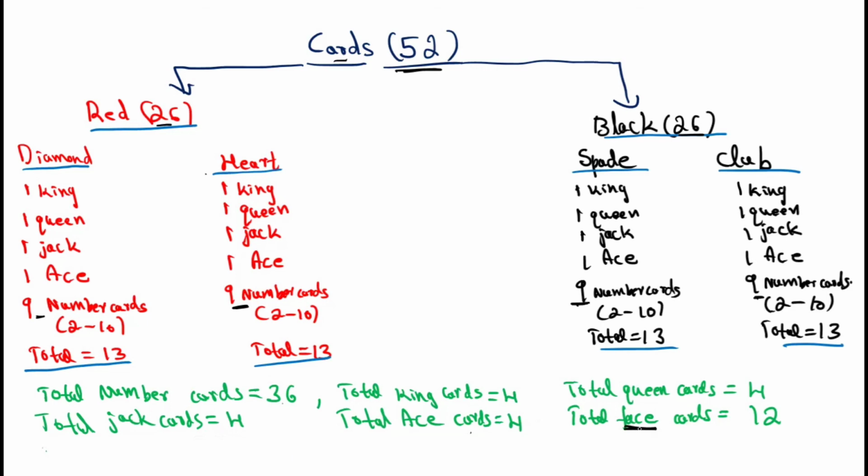Then total face cards. Face means king, queen, jack. If you observe the cards, these three are face cards, right? Ace, A is there, there is no face. But king, queen, and jack, there you can find faces. So total face cards: each suit has three face cards, right? Here three, here three, here three, here three. 3 into 4 is equal to 12. Total number of face cards equal to 12.